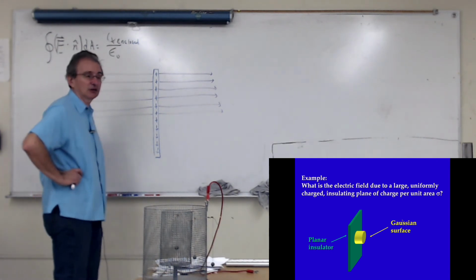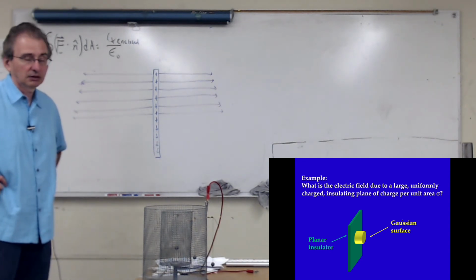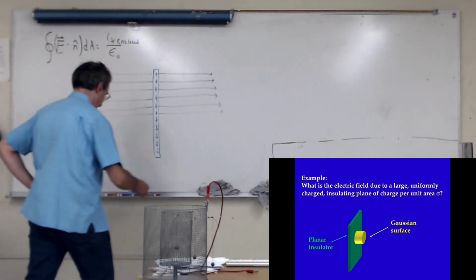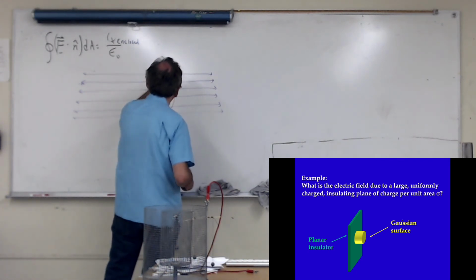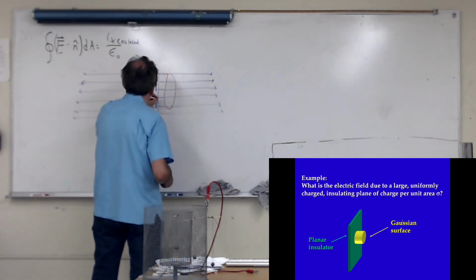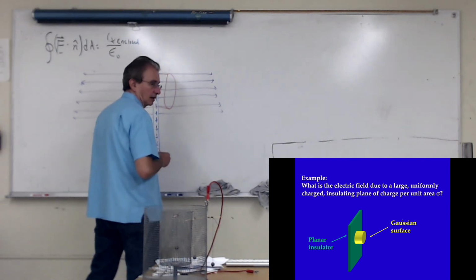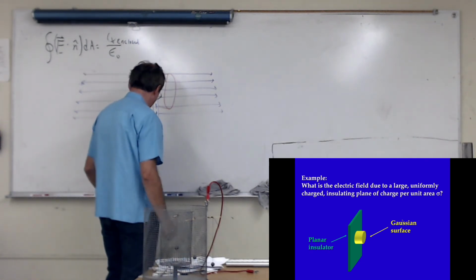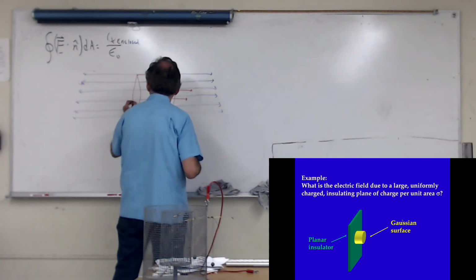What shape should I use to calculate the electric field? I can't use a sphere. A sphere would mess me up bad. But you know what I can use? I can still use a cylinder, and it doesn't have to be long. These field lines are going to go through the ends of the cylinder, parallel to the electric field.